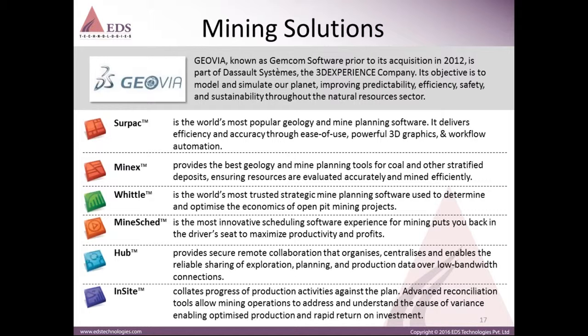And Mineshed is the software which does the scheduling, long-term or short-term scheduling. Based on the requirement of the mines, you can schedule and then implement these schedules in the real-time scenario. And we have Insight, which collates the progress of production activities against the plan. That means what you have scheduled and what you have achieved. So what's the difference between them, and where the problem is coming from, so where you have to improve in order to overcome those problems or errors.